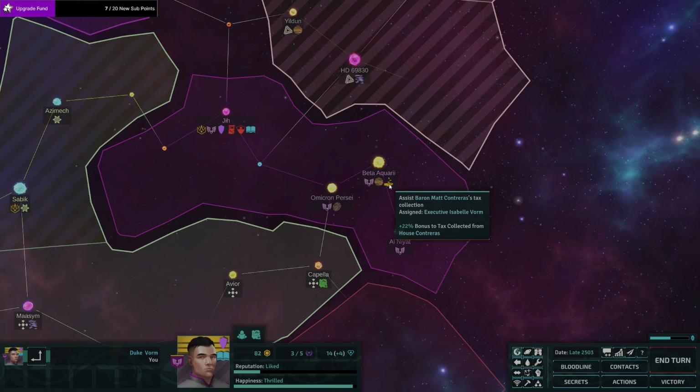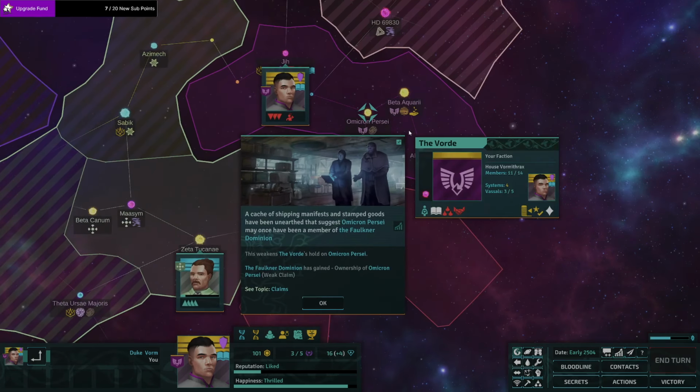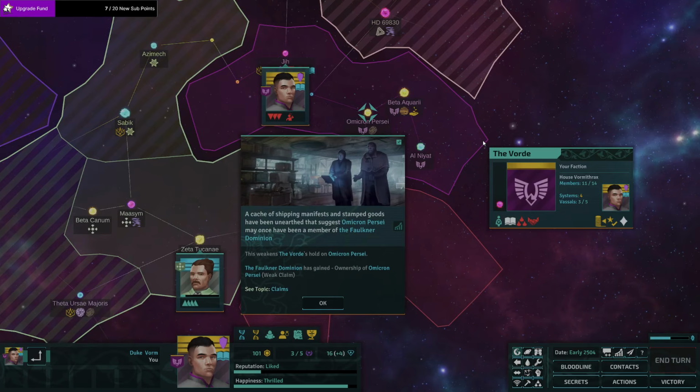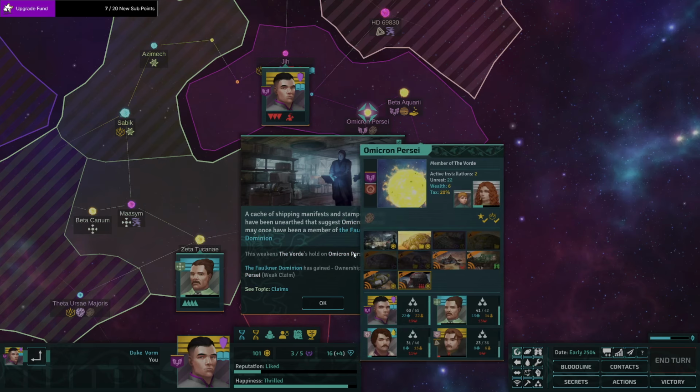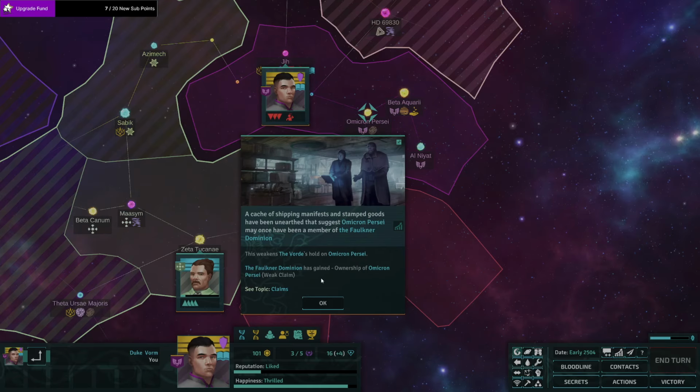Let's see. A cache of shipping manifests and stamped goods have been unearthed that suggest Omicron per se may once have been a member of the Faulkner Dominion. This weakens the Vord's hold on Omicron per se, whichever. They've gained ownership weak claim. All right. I don't know if that's somebody forging a claim on my territory or if that's a random event. It kicked off like a random event with the shipping manifest thing.